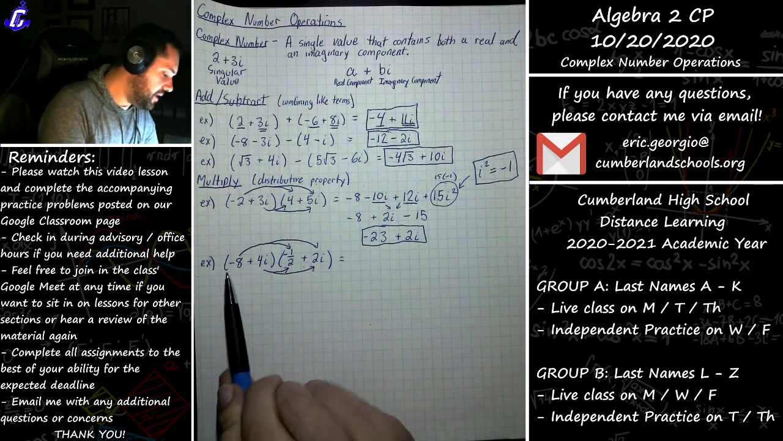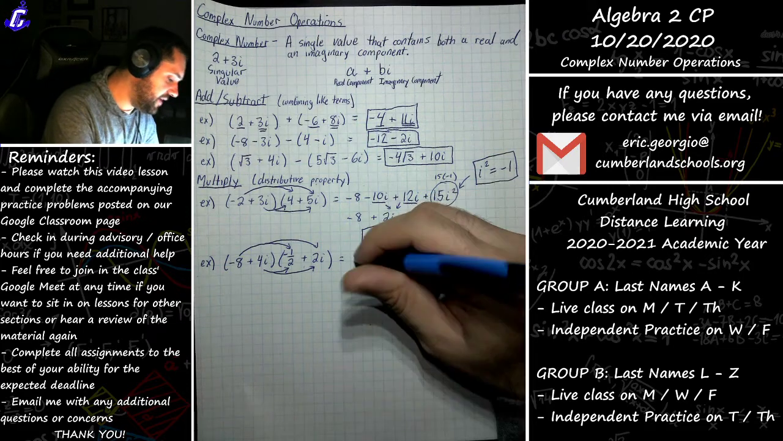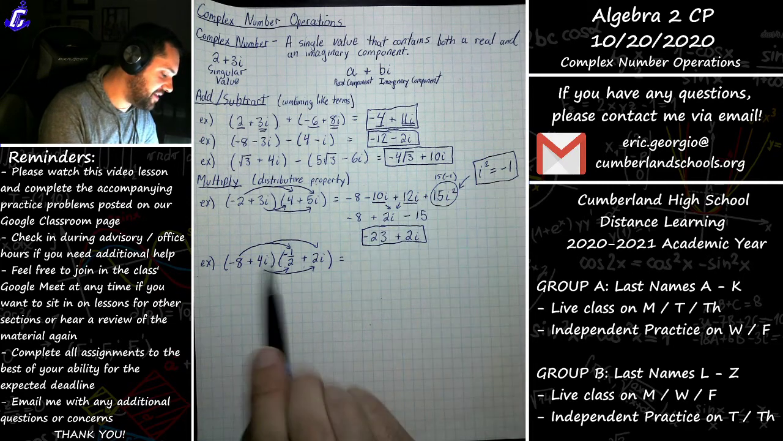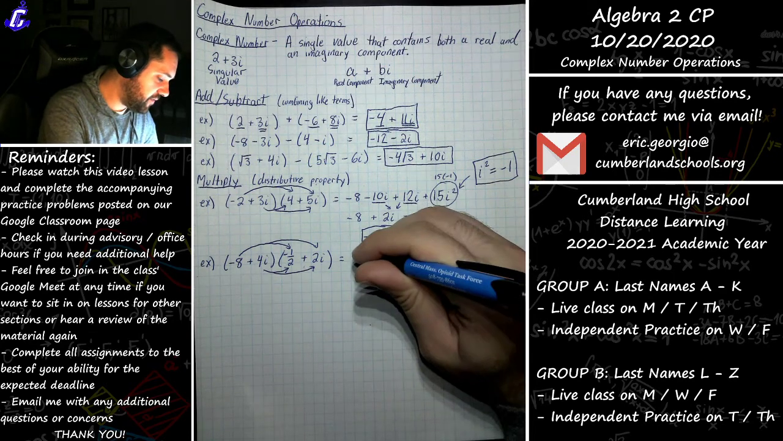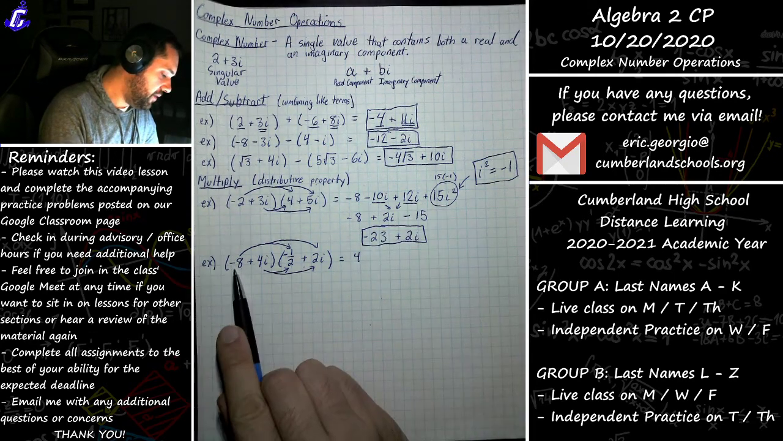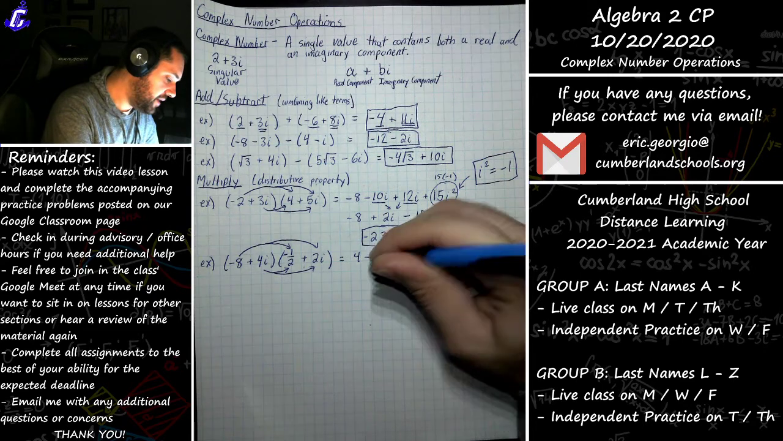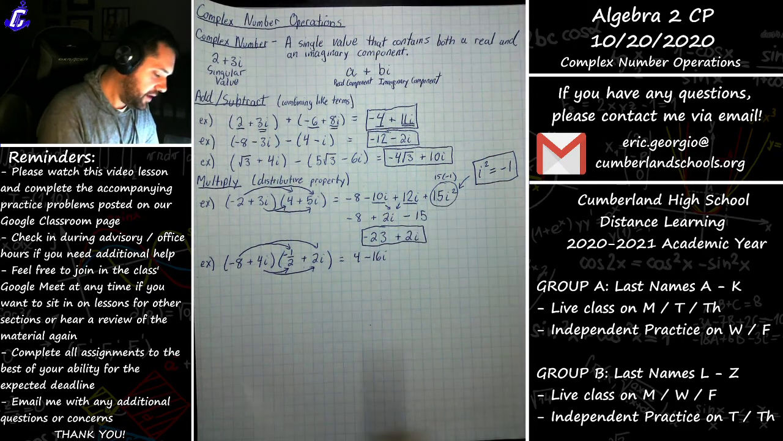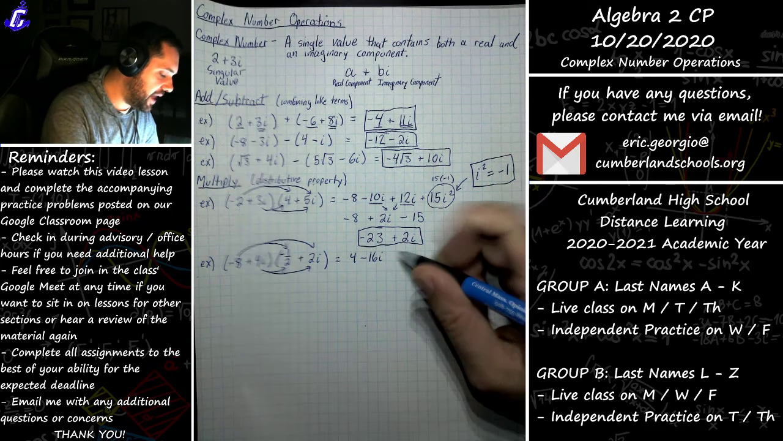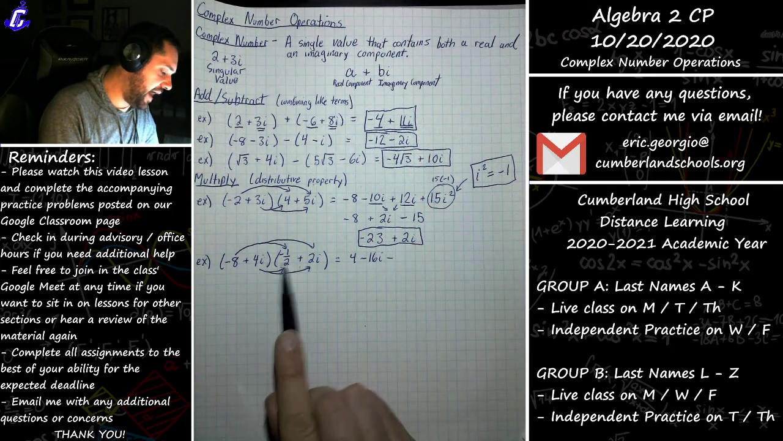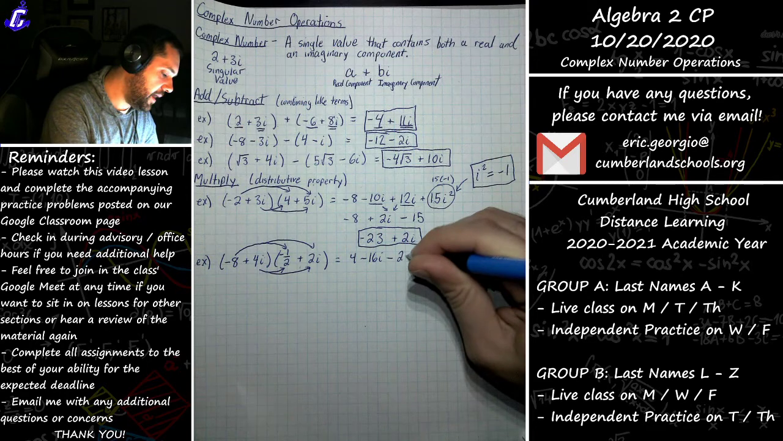I'm going to do negative 8 times negative 1/2 is positive 4, right? That's just asking what's half of 8. Negative times negative makes positive. Half of 8 is 4. Outer, negative 8 times 2i, minus 16i. Inner, 4i times negative 1/2. Positive times negative will be negative. And again, we're just asking what's half of 4i. That's going to be 2i.